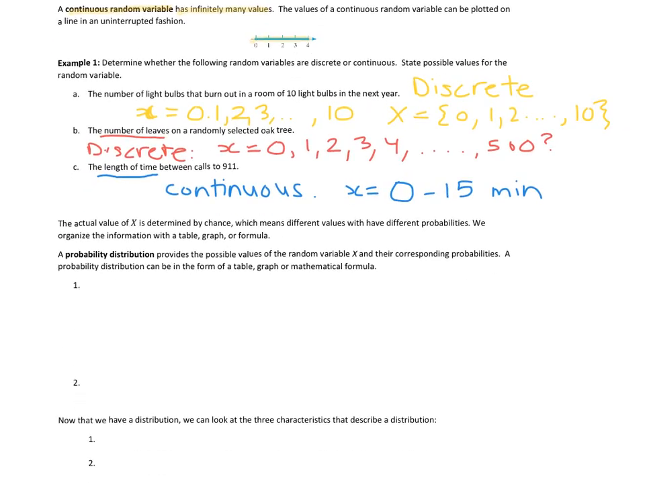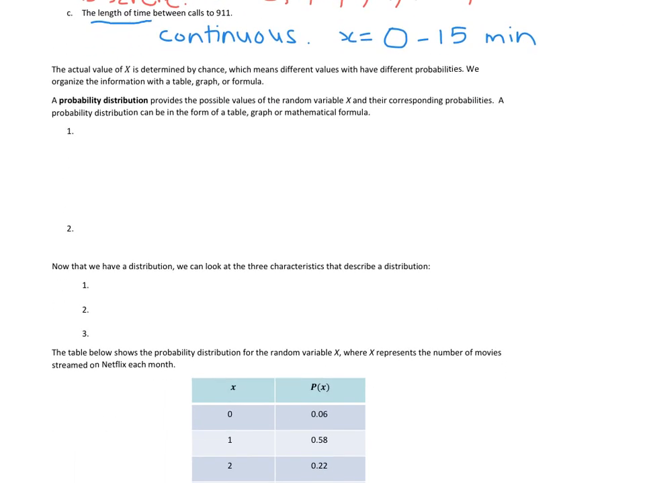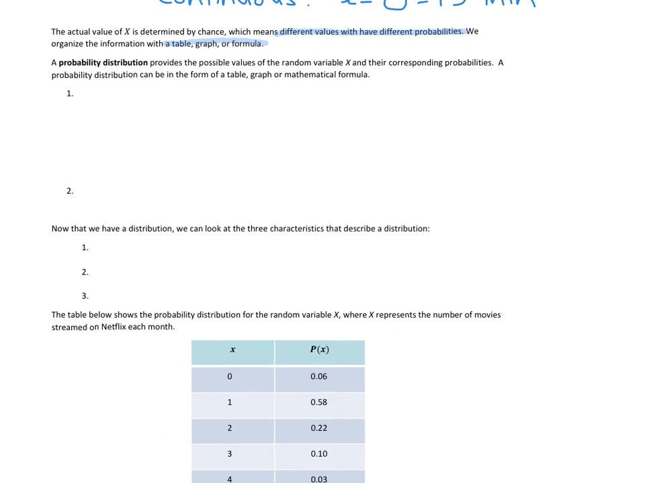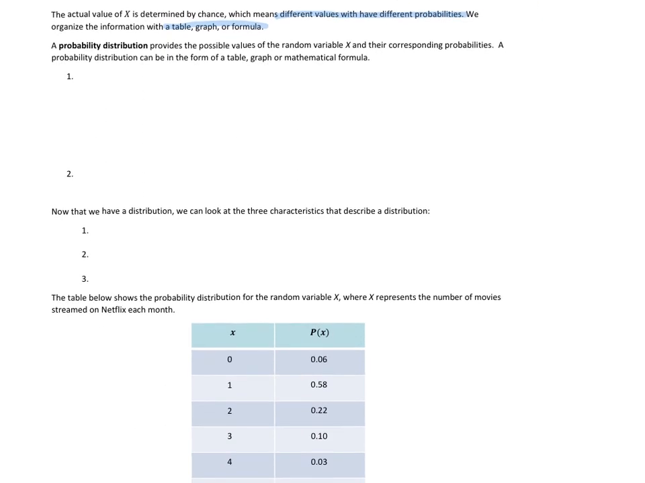Okay, so the important thing to remember is the actual value of x is determined by chance. So all of these different values are going to have different probabilities, and I'm going to highlight that. So the different values will have different probabilities. And so we have to organize that information, and we're going to organize it with a table, graph, or formula. So in a table, it's called a probability distribution. It provides the possible values of the random variable and their corresponding probabilities. A probability distribution can be in the form of a table, a graph, or a mathematical formula.